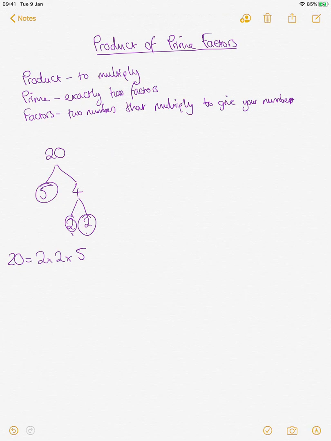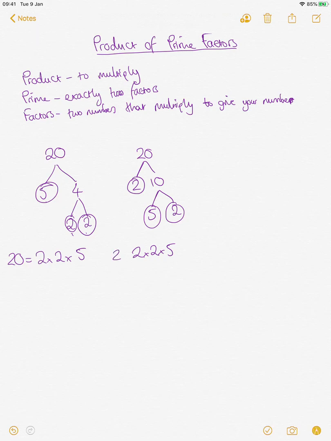Notice all these numbers are prime, and I got them from doing my factor tree. So the key thing is to look out for prime numbers and write out your factors. Just to show you that I could have also done it a different way and still got the same answer. Well, 2 other numbers that multiply to give 20 are 2 and 10. 2 is prime, so I'll circle that. 10, 2 numbers that multiply are 5 and 2. 5 and 2 are both prime. We can see that I've still got 2 times 2 times 5 again.